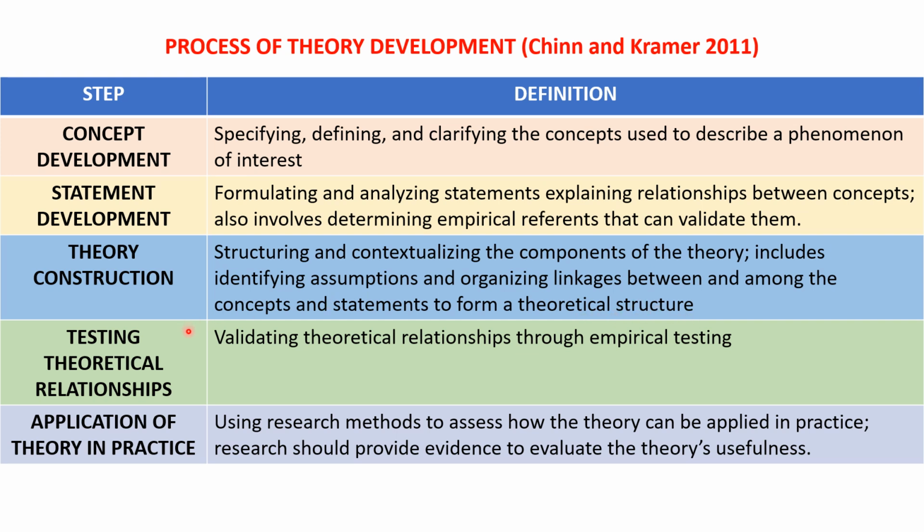Fourth is testing the theoretical relationship, validating theoretical relationships through empirical testing. And last is application of theory in practice, using research methods to assess how the theory can be applied in practice. The research should provide evidence to evaluate the theory's usefulness. So these are the steps or the process of theory development, which is given by Chinn and Kramer in 2011.